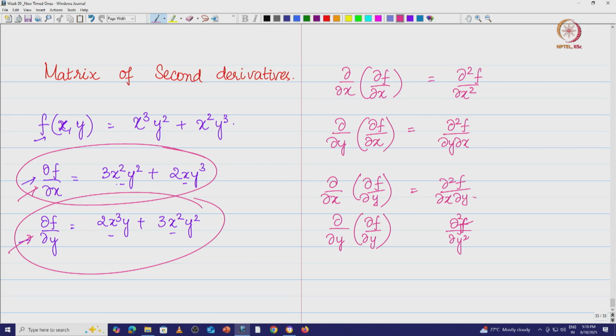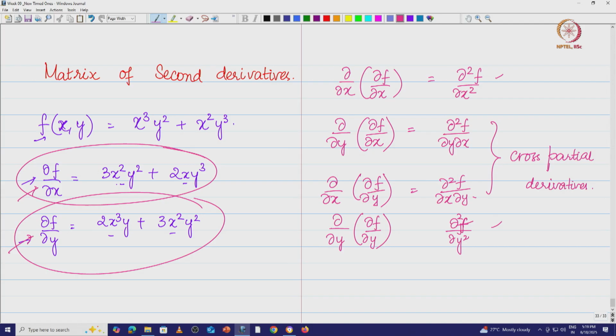So, what do we see here? We see that the second partial derivative for a function of just two variables gives us four second partial derivatives. These are the direct second order derivatives, and these are going to be the cross partial derivatives. Right, this is what we have.